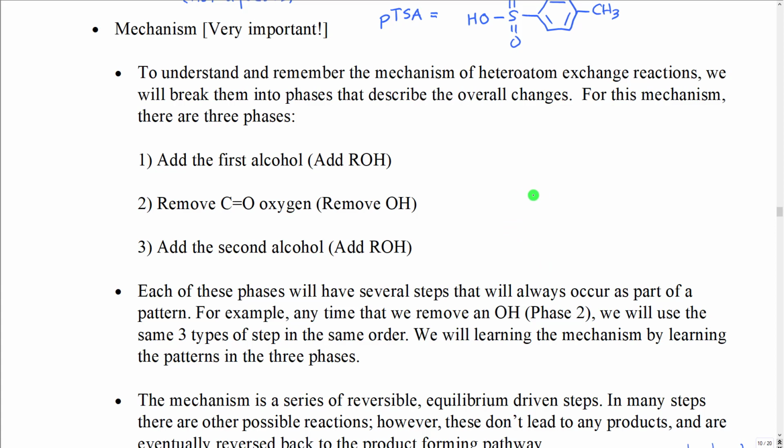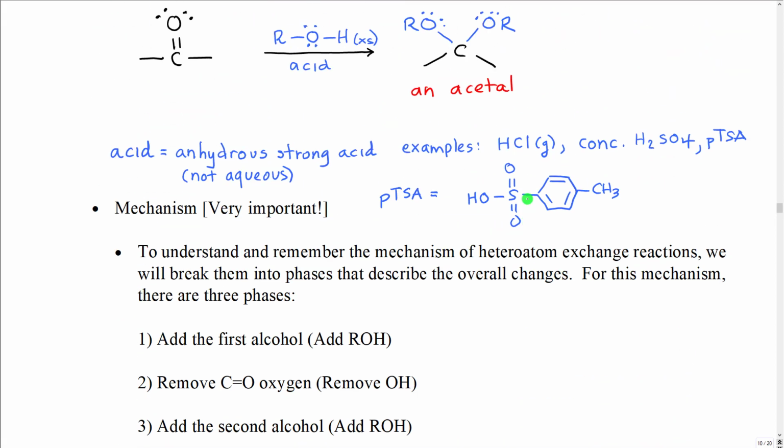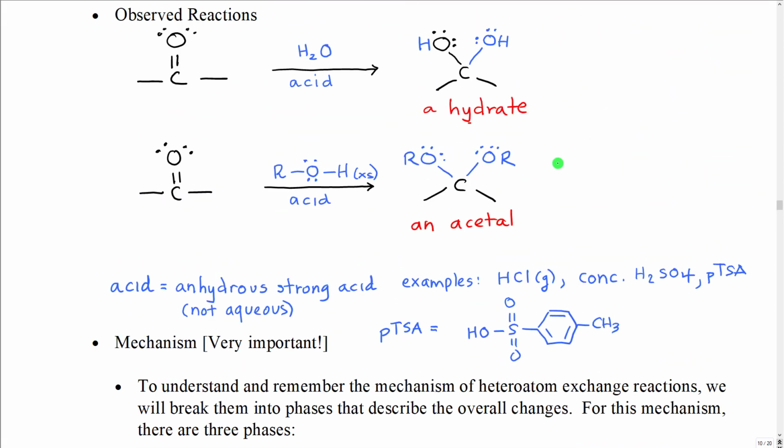So for example, if we look at the acetal formation, I'm going to scroll back up. Here's the acetal. So what we're going to need to do to make this acetal product from carbonyl and alcohols is we're going to have to add two alkoxy groups. So we're going to have to add this ROH twice, and we're going to have to remove this carbonyl oxygen somehow to make room for the two alkoxy groups.